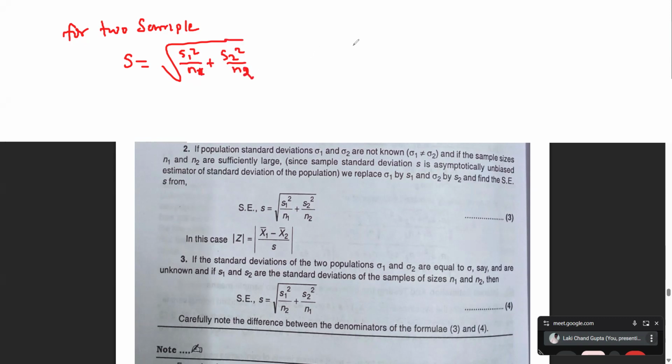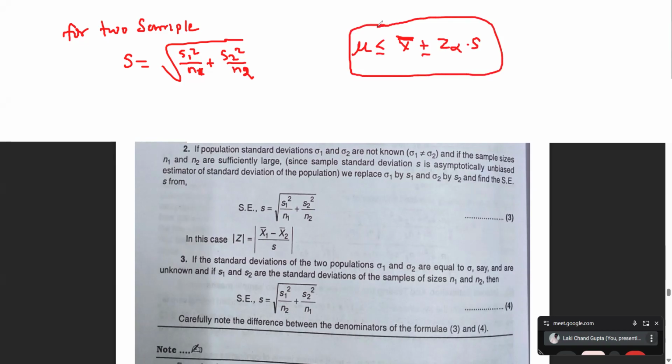Now you can see the confidence interval will be what? X bar minus Z alpha into S, plus or minus. Write this formula. Here S is what? This value. No need to write divided by root n because root n is calculated here.